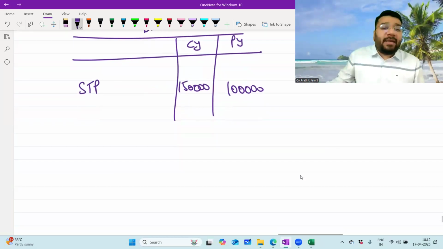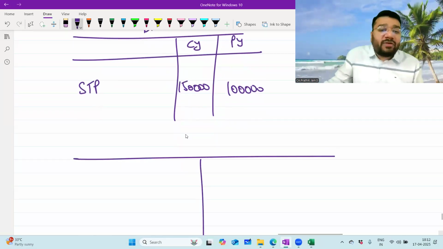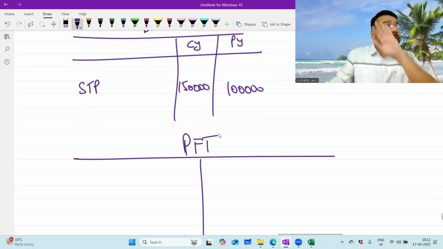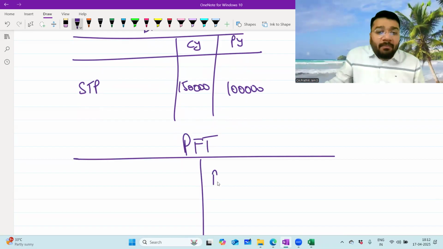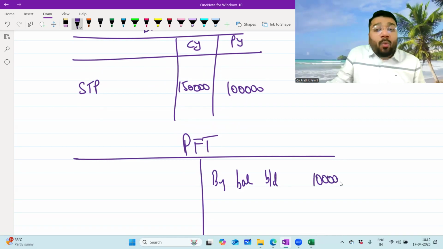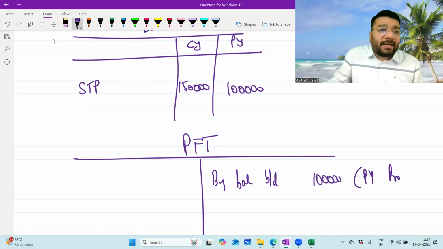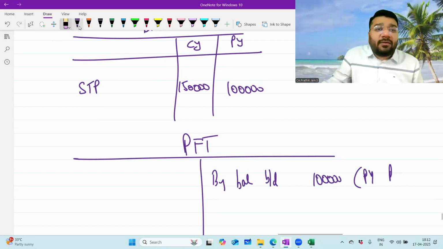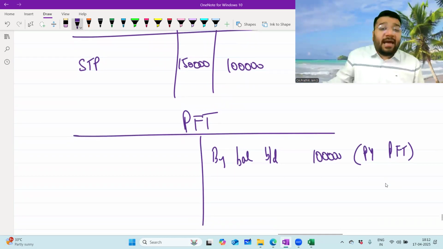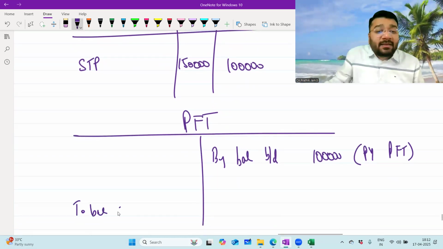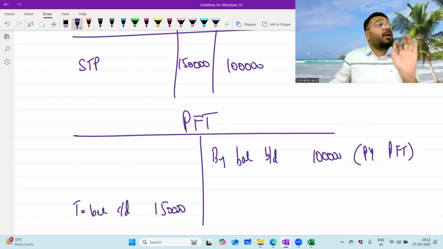Always, whatever is happening, have the habit of preparing this provision for tax ledger. Always open the PFT ledger. By balance brought down, how much? 1 lakh. What is this 1 lakh? Previous year provision for tax, meaning the provision created in the previous year. Wonderful. And what information do I have? To balance carried down, 1,50,000. No other information I have.